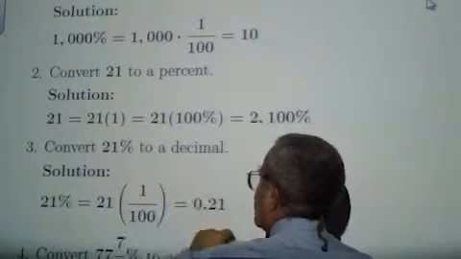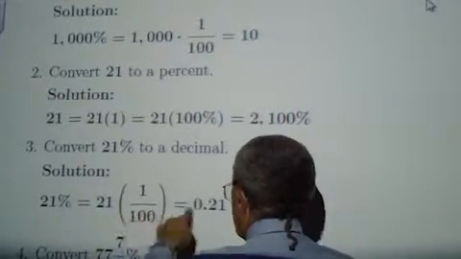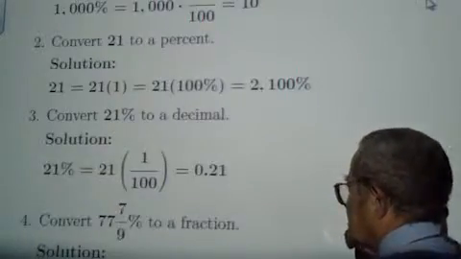Convert 21% to a decimal: 21%, move the decimal point 2 places to the left.